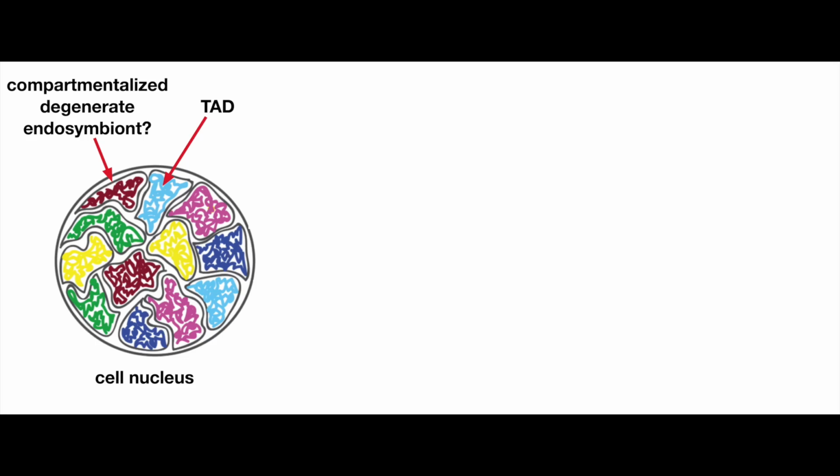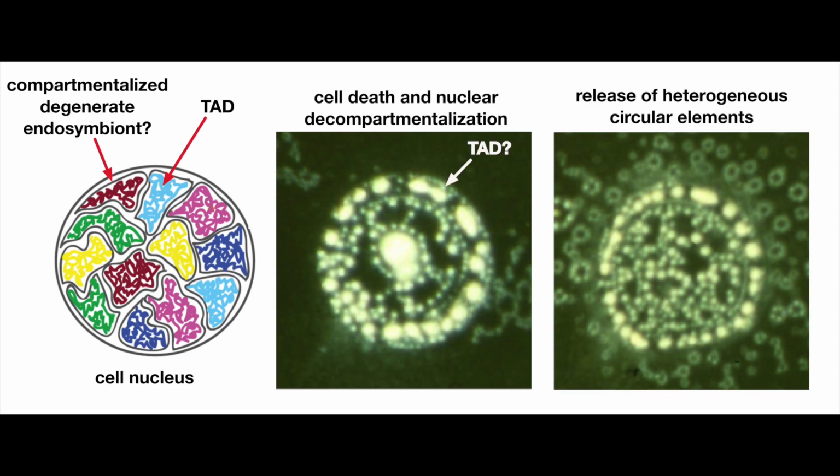compartmentalization within a nucleus, like our nuclei. Now, I'm calling it a compartmentalized degenerate endosymbiont, and I don't really want to get into what that means right now, but we'll talk about that a little bit more later. Now, that's just a diagram like the other diagram. I'm going to show you reality, something that is not a diagram, it was found under a light microscope. We'll talk more about these two images later in the movie.